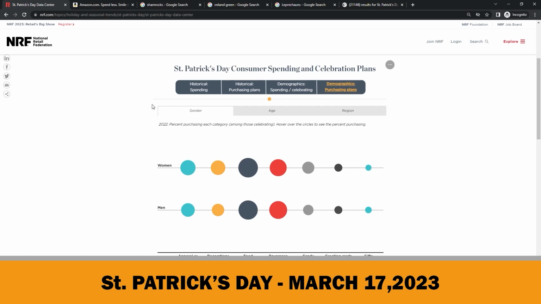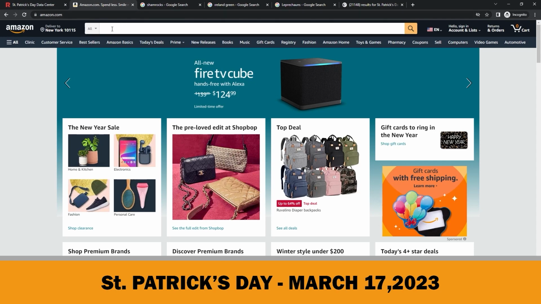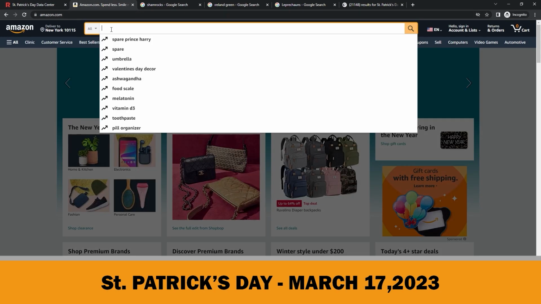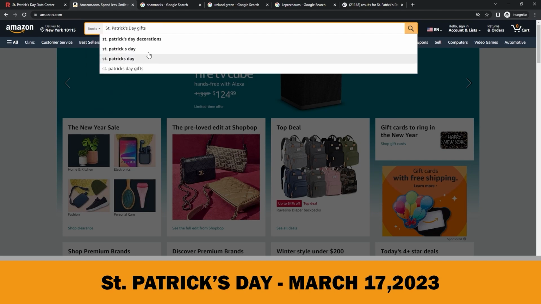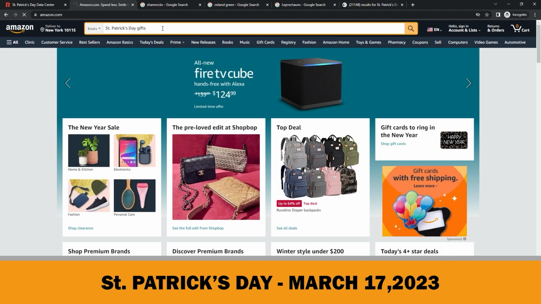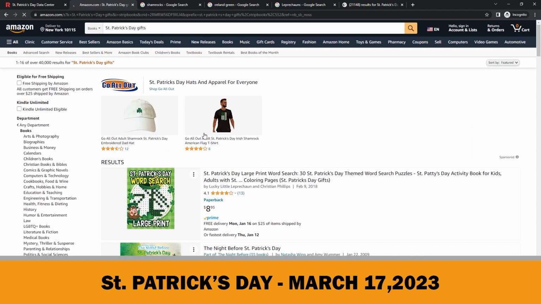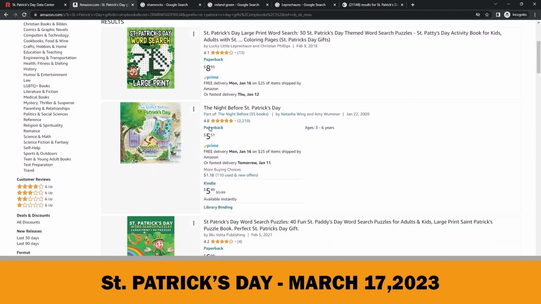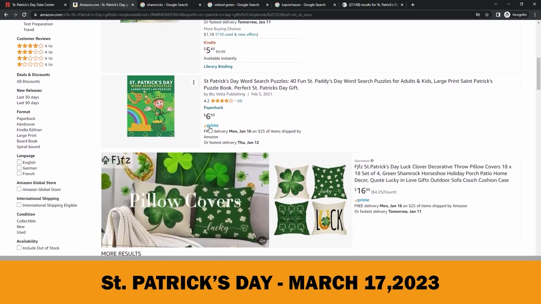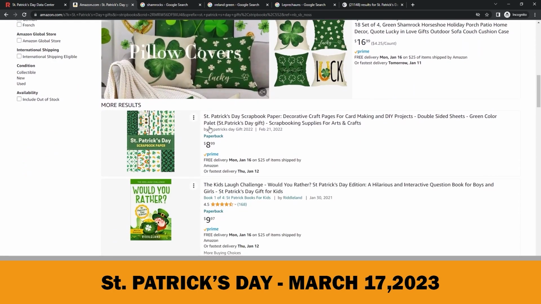Let's check on Amazon to see which books are ranked for this niche by searching St. Patrick's Day gifts in the books category. Okay, it seems that some board books, coloring books, and word search books for kids can be a good idea as a gift for this special day.